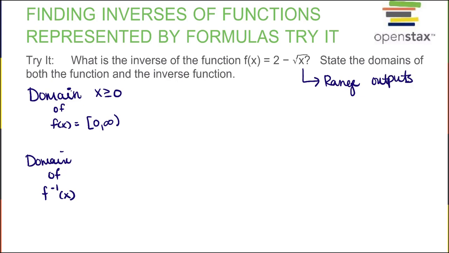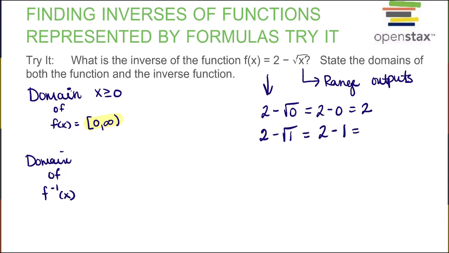So let's think about what we can input. We know we can input numbers from 0 to infinity. So let's just see what kind of numbers we're going to get. If I put in 0, 2 minus the square root of 0 is 2 minus 0, which is 2. If I put in 1, 2 minus the square root of 1 is the same as 2 minus 1, which is 1. I could put in the square root of 2, but it doesn't have a nice square root. Neither does 3. So I'm going to put in 4. 2 minus the square root of 4 is 2 minus 2, and I get 0. The next number that has a nice square root is 9. So I'm going to put that in.